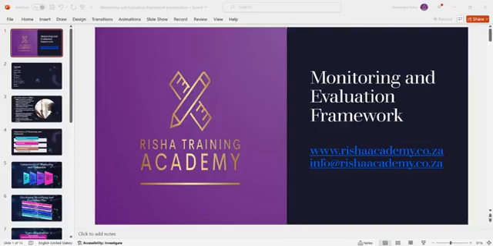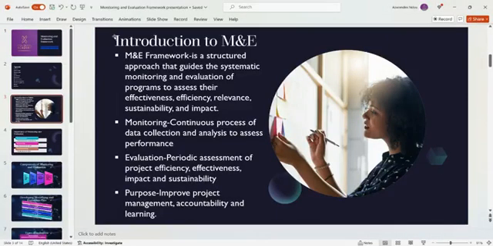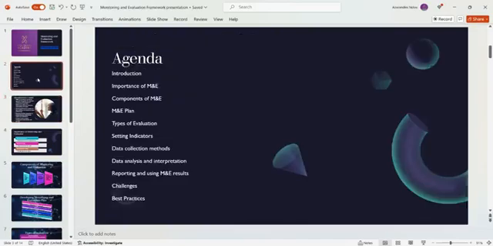I'm not so sure if the screen is doing what it is supposed to be doing. I think so, but there seems to be a delay. Okay, yeah, let's delve into the matter.